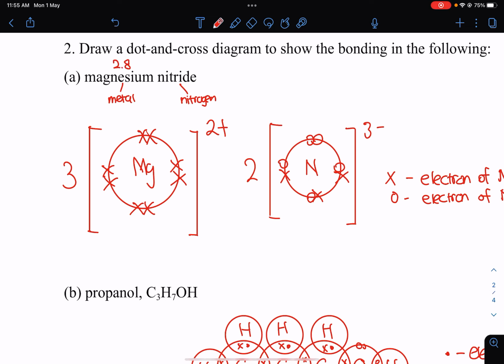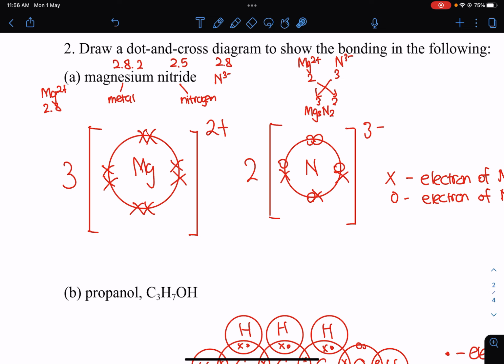So magnesium will be 2.8.2, nitrogen will be 2.5. So you need to deduce that magnesium will form a Mg2+ ion with 2.8 electronic configuration. Nitrogen will form a 2.8 configuration with formula N3-. So you can just write the two formulas at the corner and determine the formula of the ionic compound. Do the same thing: swap the numbers. The formula will be Mg3N2, which means you will need 3 magnesium ions and 2 nitrogen ions, or nitride ions.